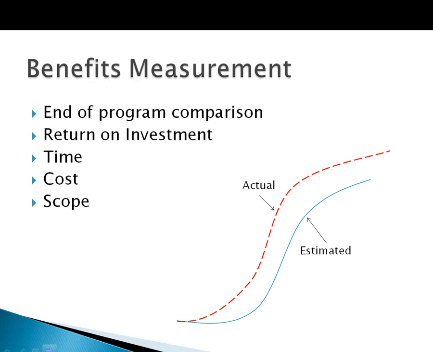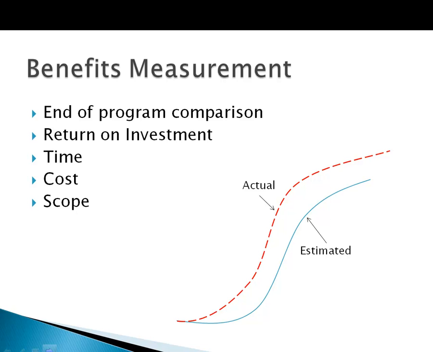Now, benefits measurement happens throughout the program, but typically you always do this at the end of the program. So you're examining what was actually experienced in relation to what was estimated. This is really an examination of the return on investment that the organization has made in your program. You can do this for the time, the cost, and the scope. When there is a difference between what was actually experienced and what was estimated, this is a program variance, and an exceptions report is needed. Now, an exceptions report defines why the variance has existed.